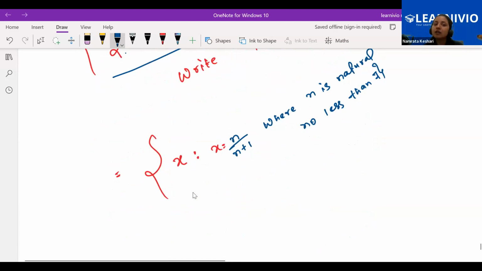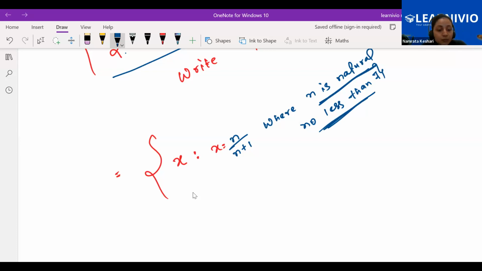We are going to make a set x where x is n by n plus 1. Now the person will start thinking, what should be n? Here it is clearly mentioned that n is a natural number. So the person will take the first natural number, 1, then 2, then 3, then 4, then 5, and then 6. He will start taking 7, but realizes that natural number less than 7 we have to take. That means at 6 we have to stop.